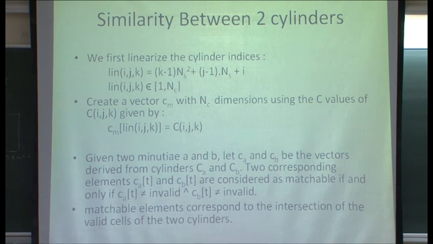We linearize the index to obtain a linear array, a 1D array. Now each index will be represented by a number between 0 to nc, where nc is the total number of cells. Now we compute the similarity between two cylinders by subtracting the two vectors, that is the two arrays obtained from the two cylinders. We only consider those elements for which both corresponding cells are valid.